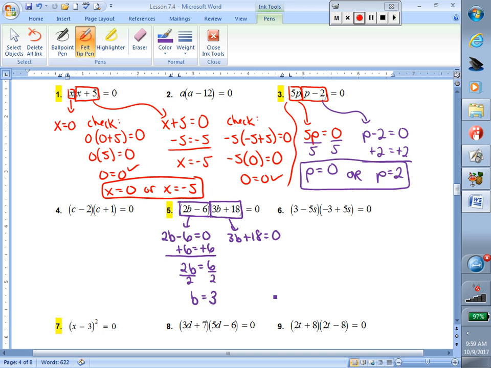I get b equals 3. Subtract 18. b equals negative 6.